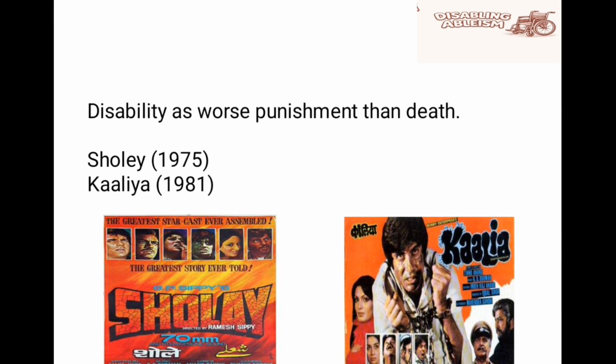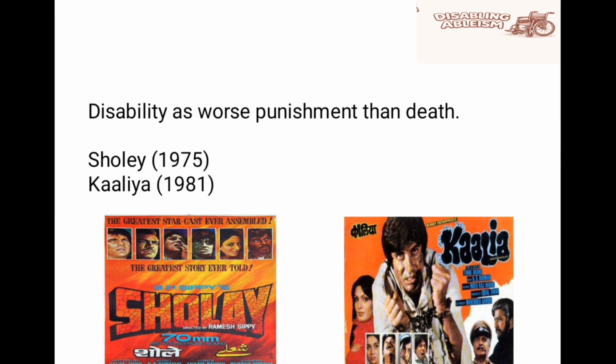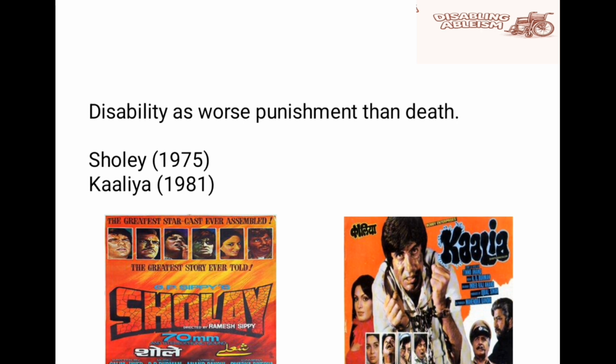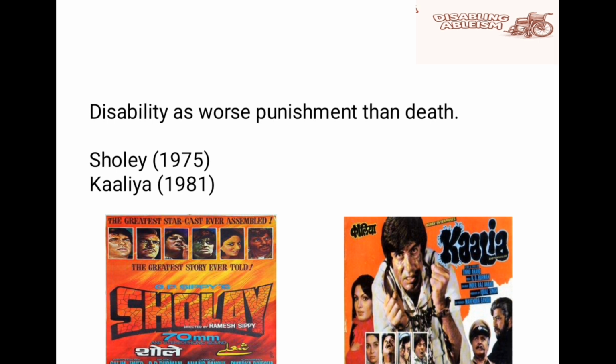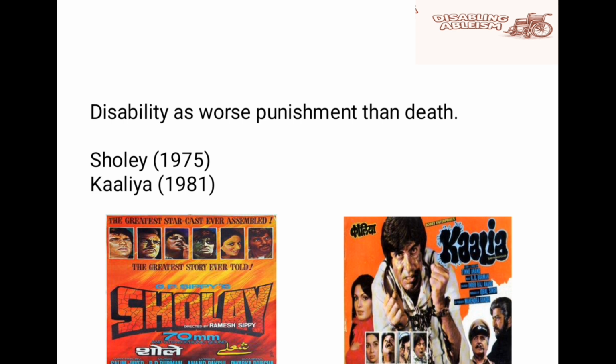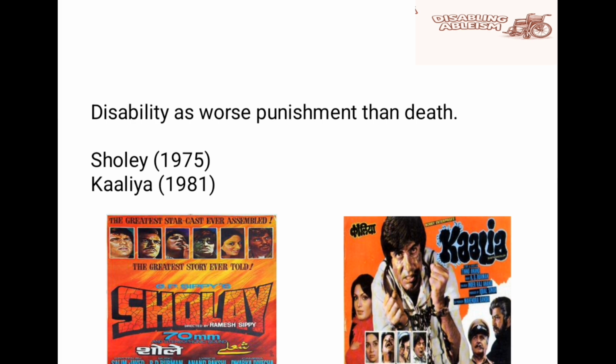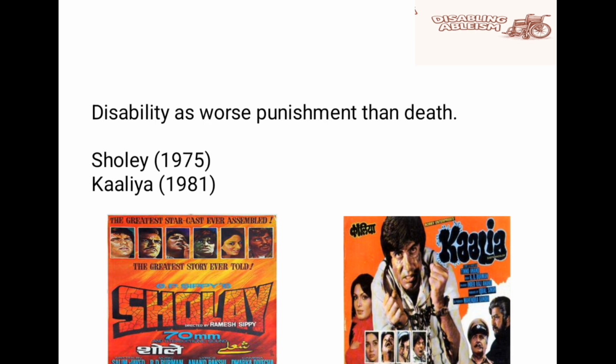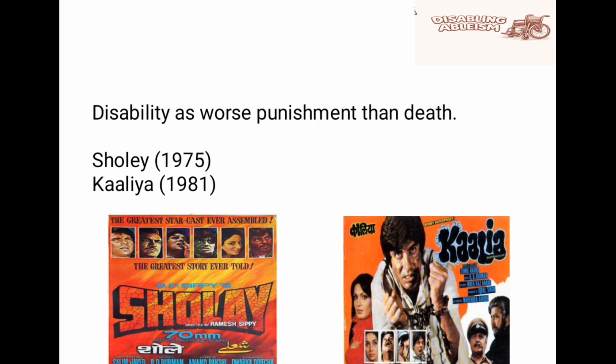In the first genre of disability, which I mentioned, disability is always seen as worse than punishment. Here are two movies we will compare. One is Sholay, released in 1975, directed by Ramesh Sippy and starring Dharmendra, Amitabh Bachchan, Hema Malini, and Jaya Bachchan. This is a very famous movie; we all know about it. So how is disability represented here? Gabbar cuts off Thakur's hands, and he didn't kill him. Why didn't Gabbar kill Thakur, even though he could have at that time? Just to show that disability was a punishment worse than death.